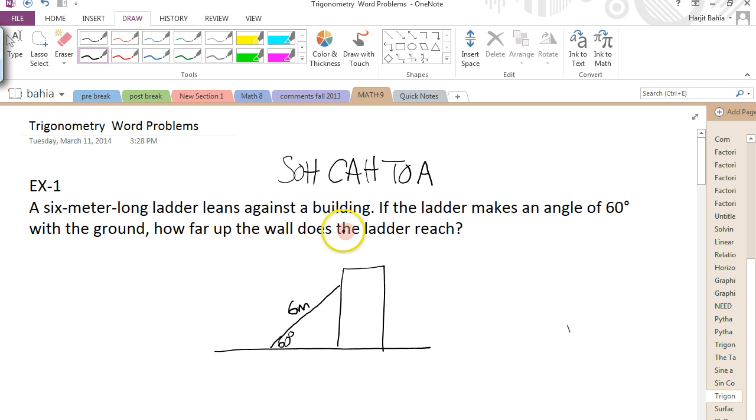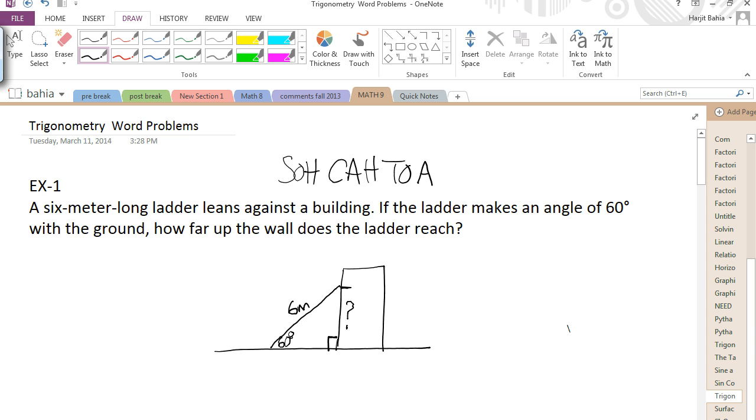How far up the wall does the ladder reach? Or how far up the building does the ladder reach? So there's the building, how far up? We want to know this distance from there to there. Well, what do you see? There's the ladder, and there's how far it reaches. I see a right angle triangle. Look at that. We know that length, we're trying to find this length, and we have that degree right there.